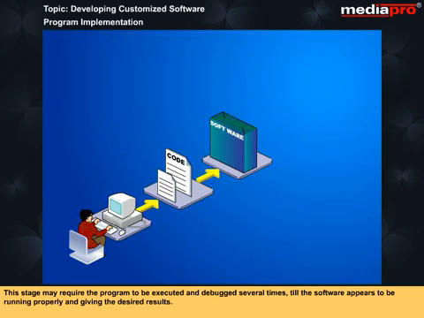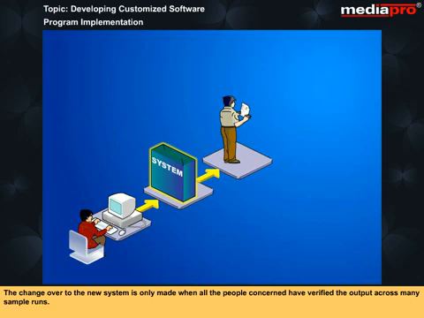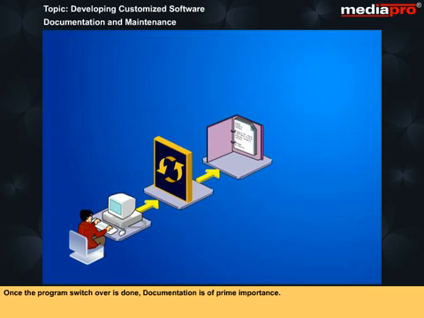This stage may require the program to be executed and debugged several times till the software appears to be running properly and giving the desired results. The changeover to the new system is only made when all the people concerned have verified the output across many sample runs. Once the program switchover is done, documentation is of prime importance.